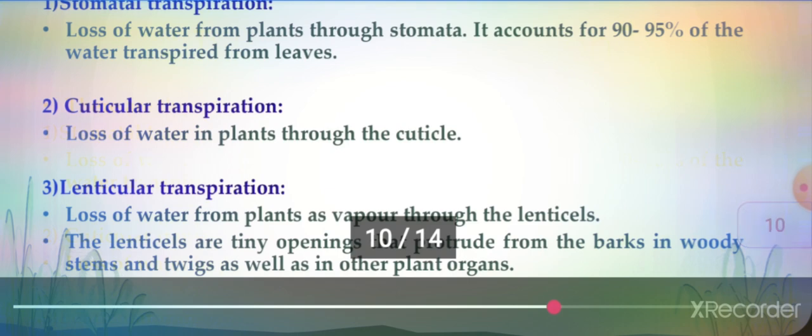Then cuticular transpiration. What is cuticular transpiration? Loss of water in plants through the cuticle. What is cuticle? Where will you find the cuticle? Cuticle is found above the upper epidermis of the leaf. I told you the leaf has 2 surfaces, upper epidermis and lower epidermis. Above the upper epidermis, you find another single layer, and that is made up of a substance called cutin, a waxy substance, and that layer is called cuticle. So through cuticle also, water evaporates. That is called cuticular transpiration.